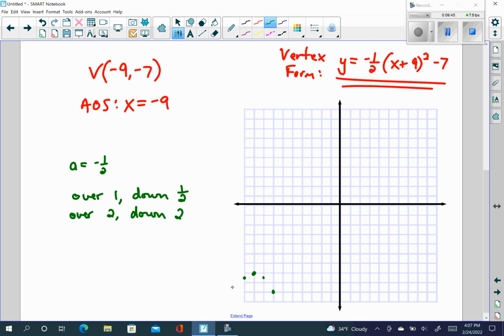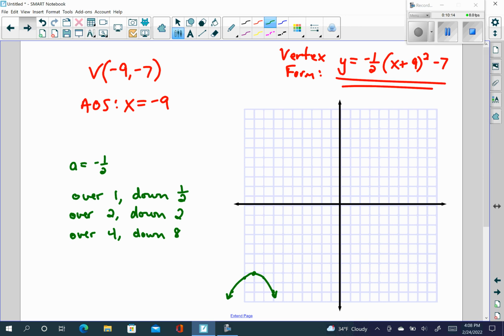I'm just going to eyeball this here. And I'm going to run out of room though, but if we were to count, we can skip 3, but if we counted over 4, 4 squared is 16, half of that is 8. So over 4, it would be down 8. But when our a is a fraction that's less than 1, we have a wider parabola. So that's what our parabola is going to look like.